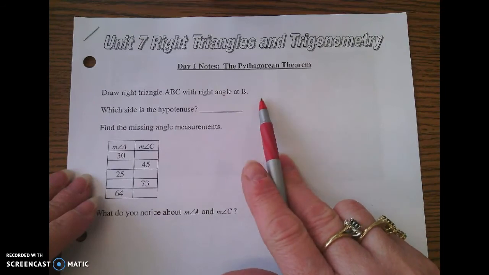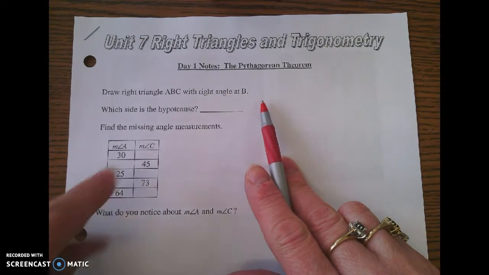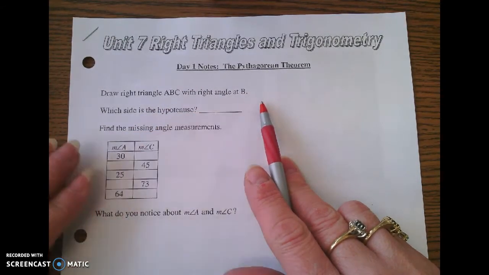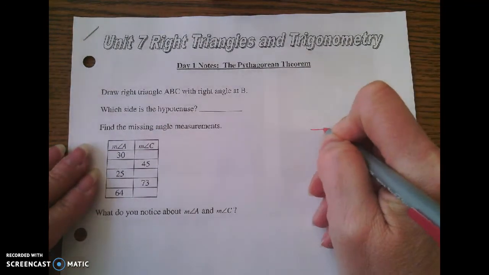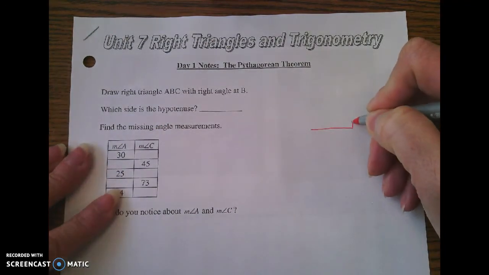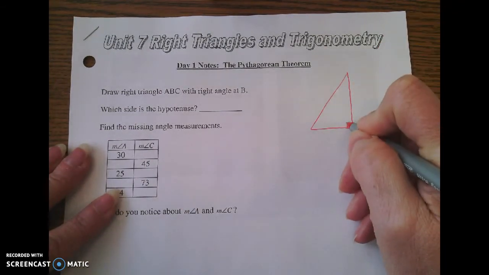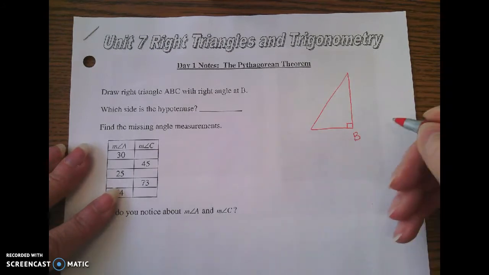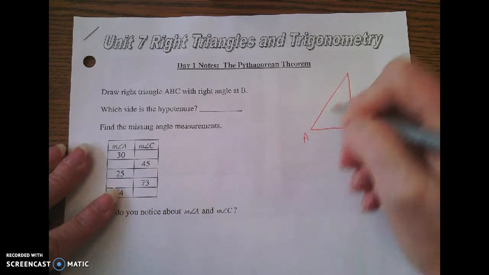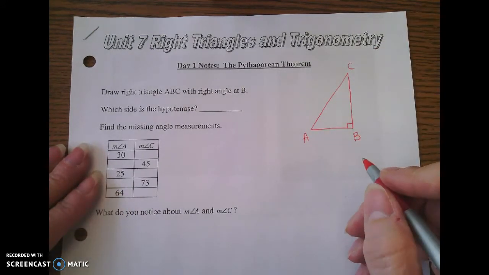So the first thing they would like us to do is draw a right triangle ABC with a right angle at B. So if you start out with a horizontal segment and then draw a vertical one and then connect those, I'm going to put my box, and it said to label the right angle at B. It doesn't matter where we put A or C.